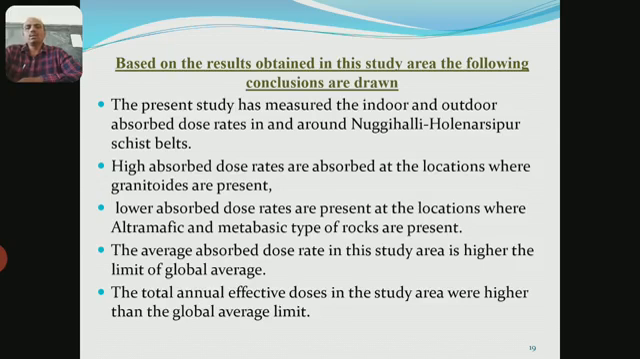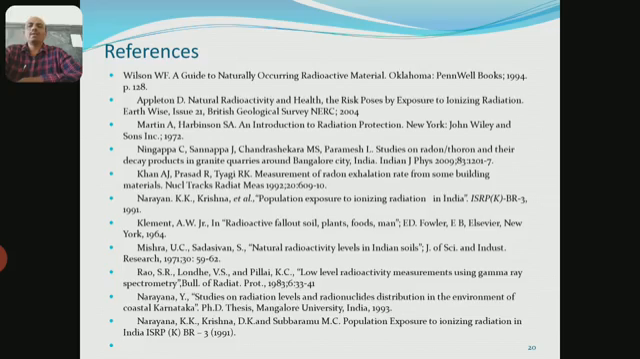Conclusion. Based on the results obtained in the study area, the following conclusions are drawn. The present study has measured the indoor and outdoor observed dose rates in and around Nuggehalli Valanarshipura schist belt. High observed dose rates are observed at the locations where granitoids are present. Lower observed dose rates are present at the locations where the ultramafic and metabasic types of rocks are present. The average observed dose rate in the study area is higher than the global average. The total annual effective dose in the study area was higher than the global average limit.